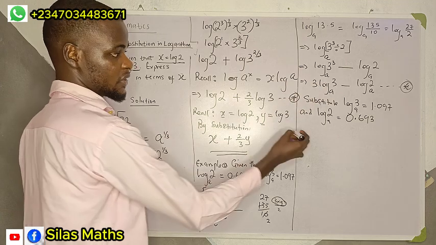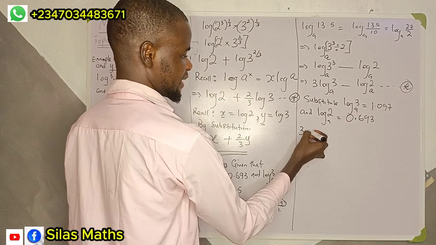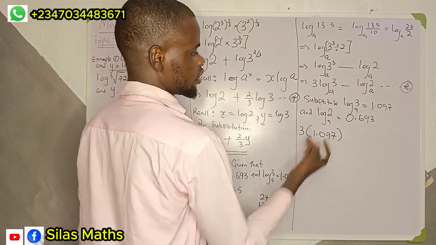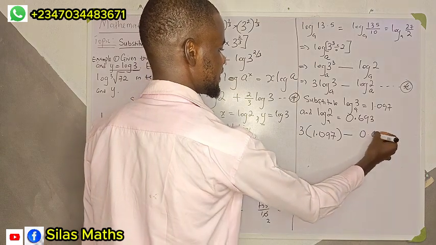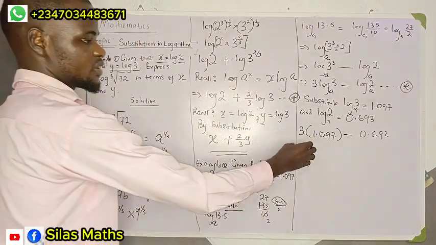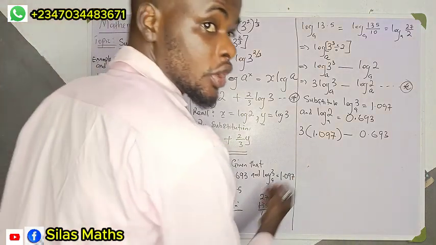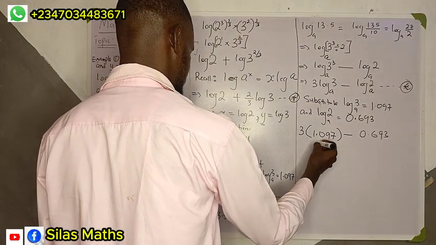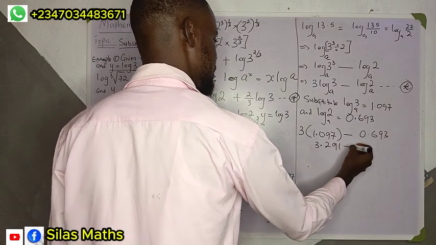So substituting that, we're going to have 3 into bracket 1.097 minus 0.693. By the time we multiply, let's multiply this. Just hold on. Multiplying these two, 3 times this is going to give us 3.291, then minus 0.693.